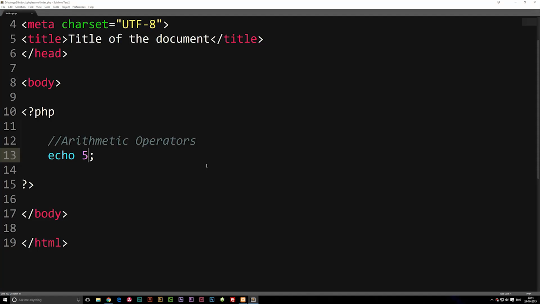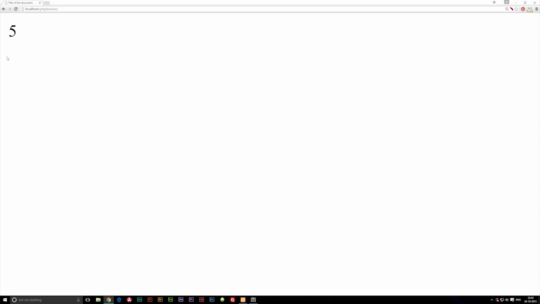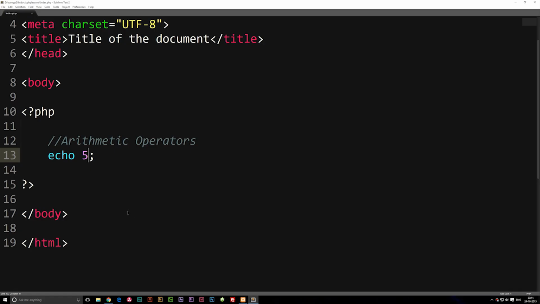In the next couple of episodes, we're going to be talking about something called operators inside PHP. And in this episode, we're just going to focus on a type called arithmetic operators. As you can see, I did echo out 5 inside my code, and inside my browser we then have 5. If I go back to my code and say 5 plus 5, the plus symbol is what we call an arithmetic operator.